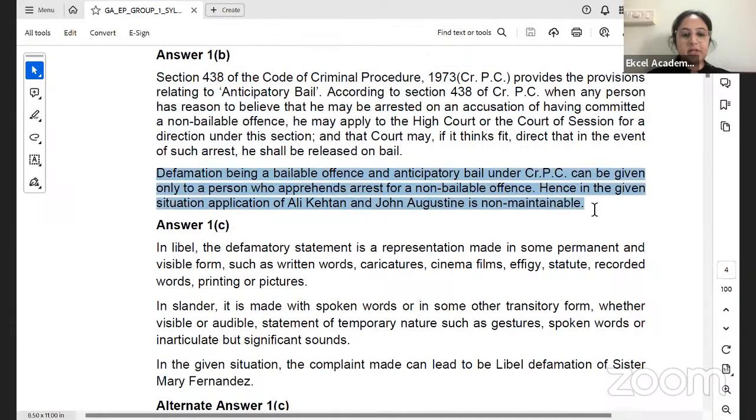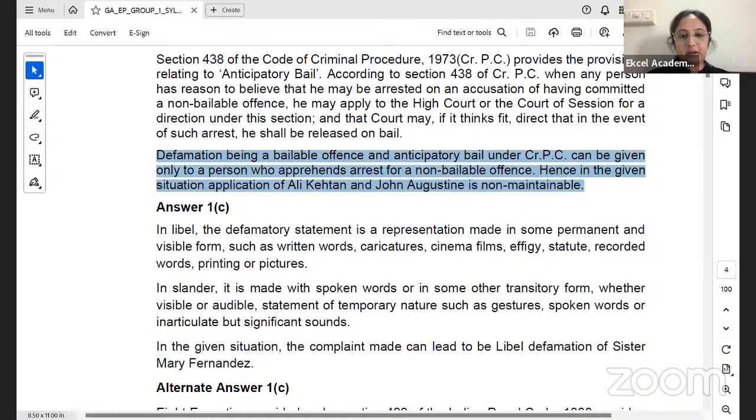So defamation being a bailable offense. So now, in our case, what happened? The defamation is a bailable offense. Anticipatory bail under CrPC can be given only to a person who apprehends arrest for a non-bailable offense. So first, you are trying to explain what anticipatory bail is.